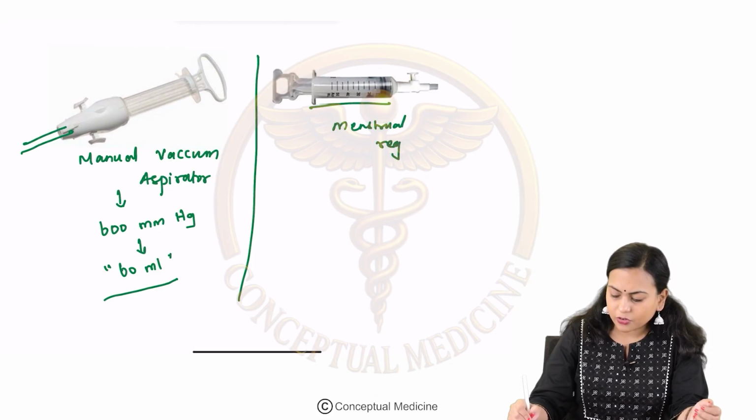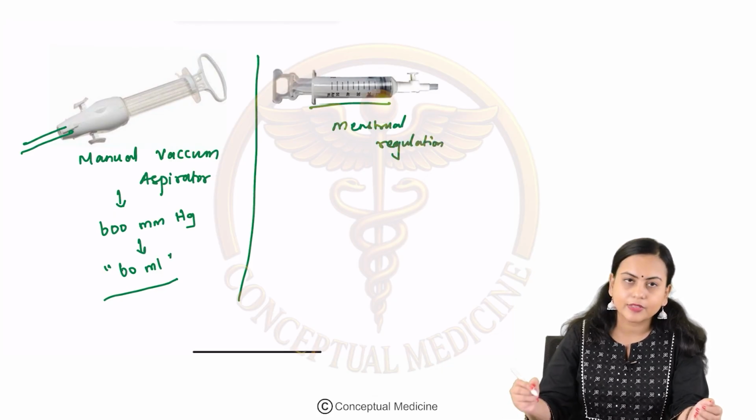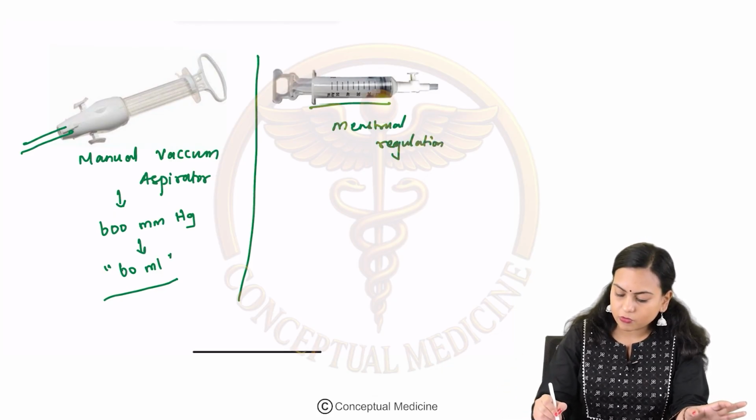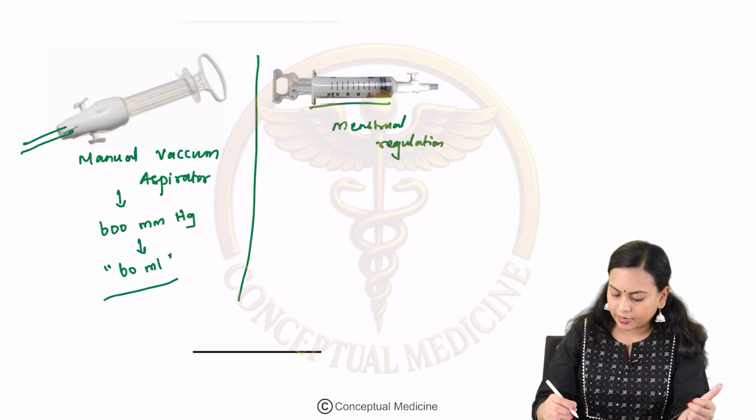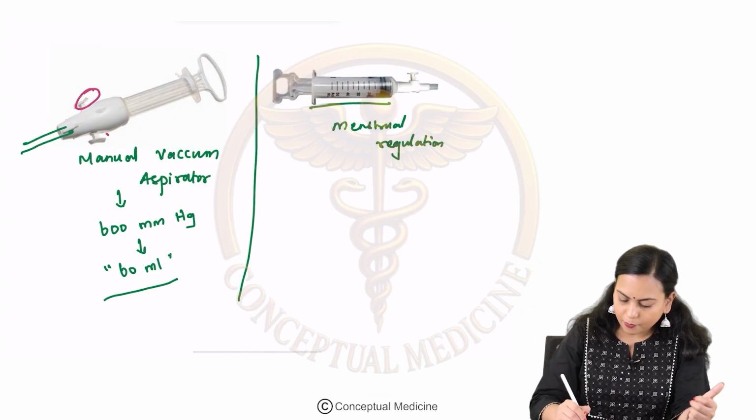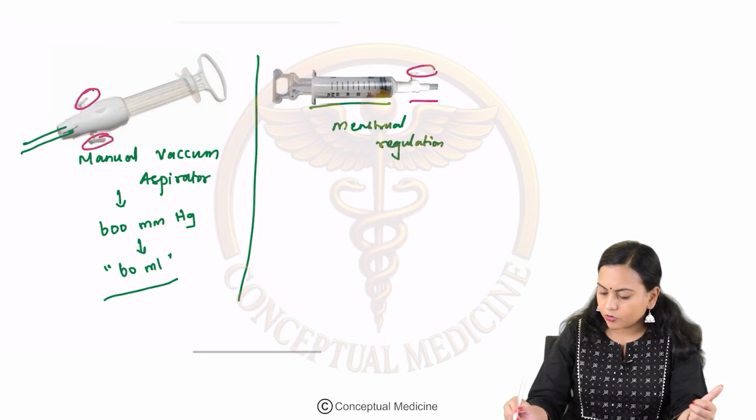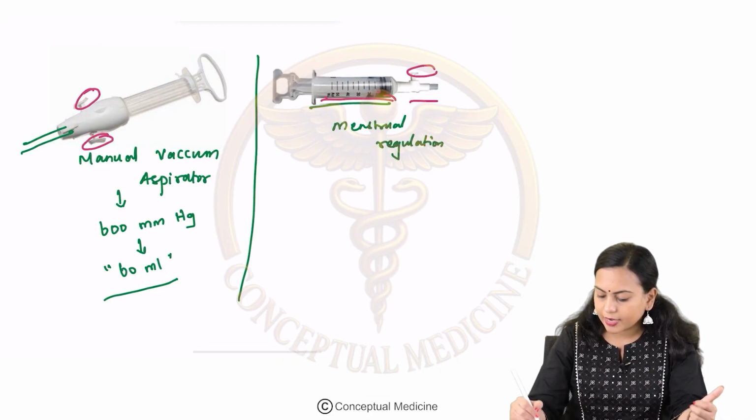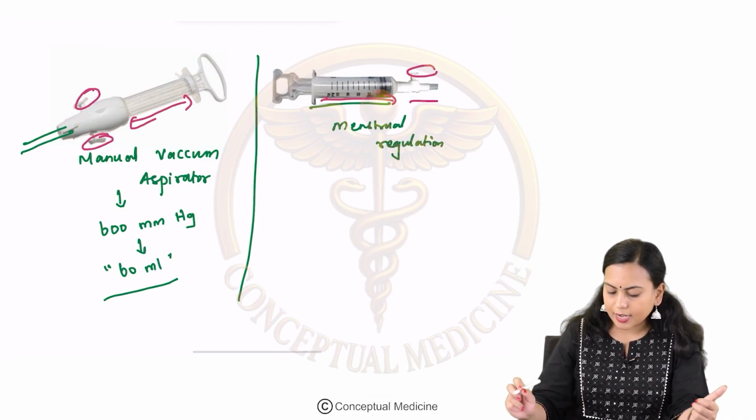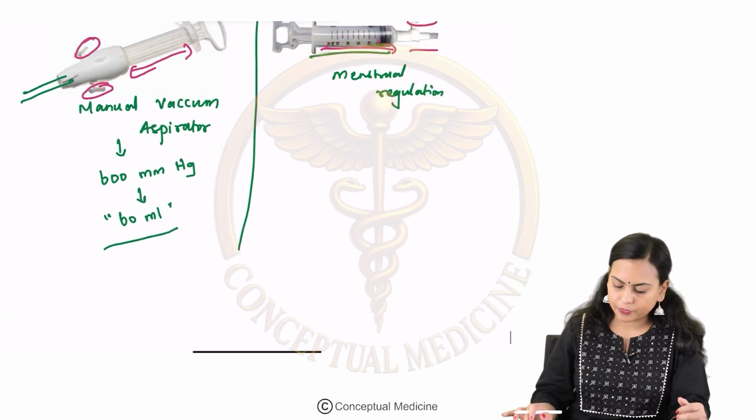Menstrual regulation, we are not doing it nowadays. Previously it was done. Just to show you the difference between the manual vacuum aspirator and menstrual regulation, I have added it here. See here, you have pinch valves, but here you don't have pinch valves. The menstrual regulation syringe is just like a syringe and you have calibrations over here, but you don't see any calibrations in the manual vacuum aspirator, right.